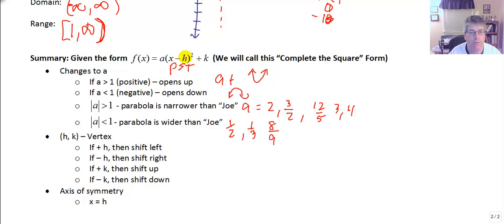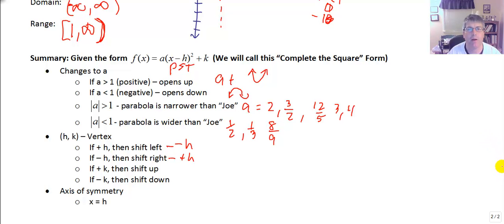Our vertex will always be at h, k, so they will use the opposite of what you see here, but that'll stay the same, h, k. If we have plus h, then we're going to shift to the left, because plus h is really minus a minus, and minus h is minus a positive h. If we have plus k, then we're going to shift up. If we have minus k, we'll shift down, and our axis of symmetry will always be h. It'll be the x-coordinate of our vertex.